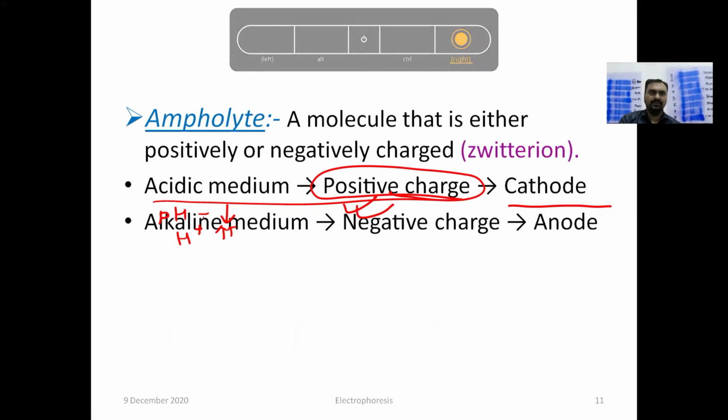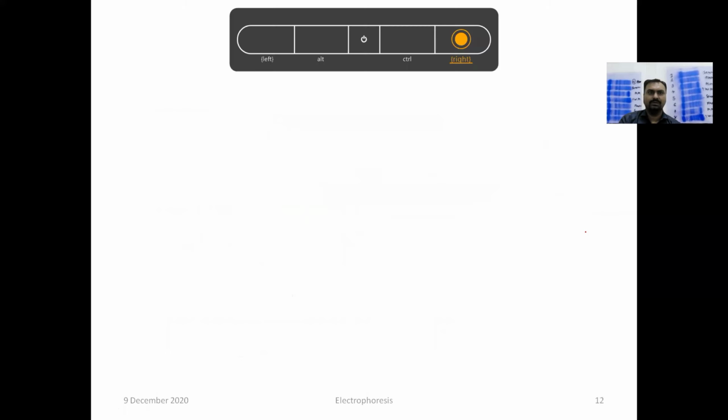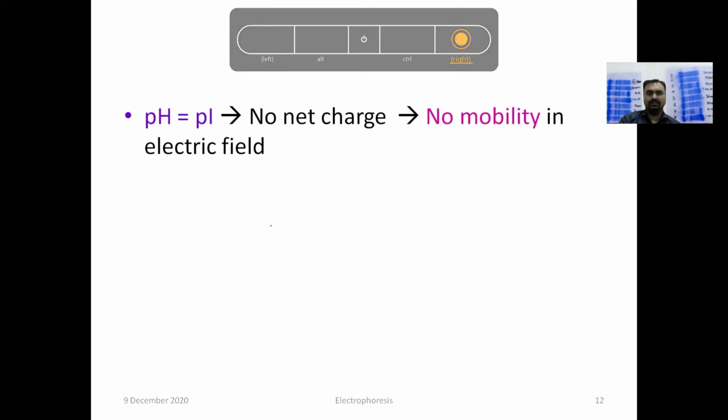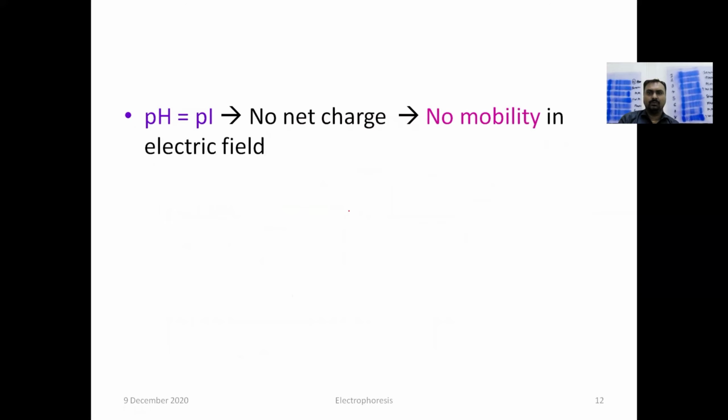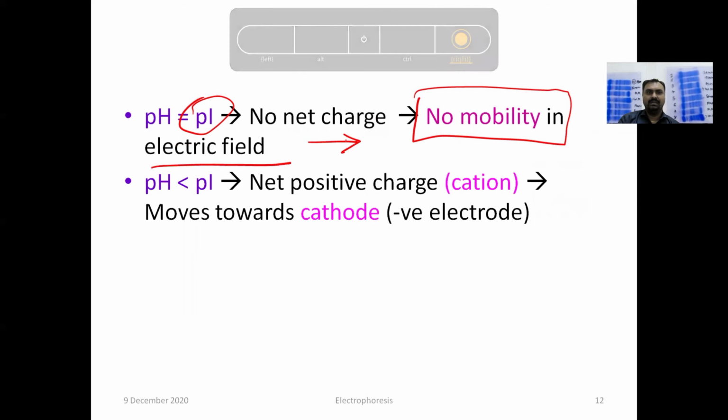While in alkaline medium, as we know, pH is increased, so H plus concentration will be less, H plus will be decreased, so they will carry the negative charge, and they will move towards the anode, the positive charge electrode, right? Now, what is the isoelectric pH? It is the pH at which the molecule carries no net charge. So at isoelectric pH, there will be no mobility because there is no net charge. So molecules have least mobility at that isoelectric pH.